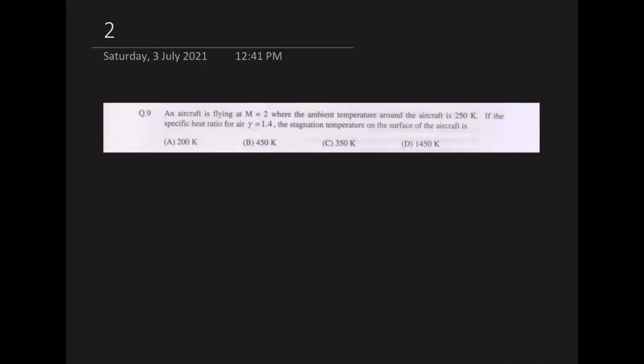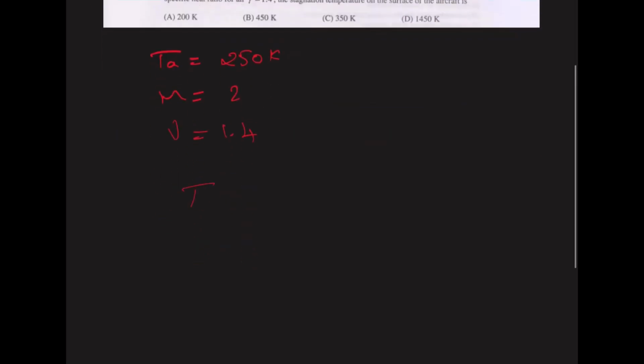Second question. An aircraft is flying at Mach 2 where the ambient temperature around the aircraft is 250 Kelvin. If the specific heat ratio of the air is 1.4, the stagnation temperature on the surface of the aircraft is. Okay, they're asking for stagnation temperature and they have given an ambient temperature of 250 Kelvin, Mach 2 and gamma 1.4. So we know the relation T naught divided by Ta is equal to 1 plus gamma minus 1 by 2 into M square.